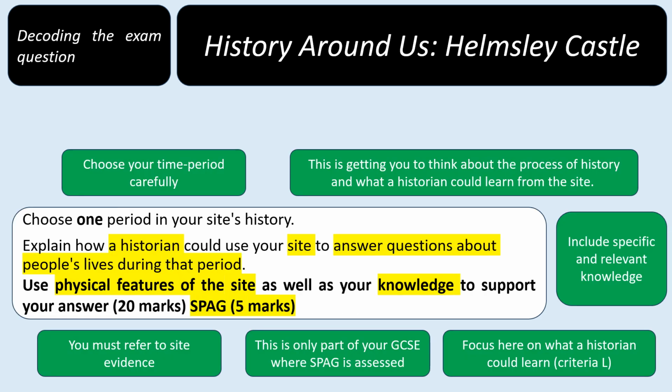So I'm showing you this question because it's a choose your time period question. So choose the time period carefully. This bit is getting you to think about the process of history and what a historian could learn from the site. You need to include specific and relevant knowledge. You must refer to the site evidence. The questions will always say use physical features of the site as well as your knowledge. This is the only part of your GCSE where SPAG is assessed, and this question very much focuses on sort of criteria L basically.